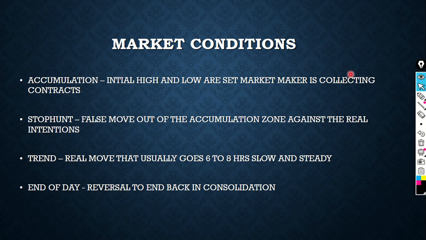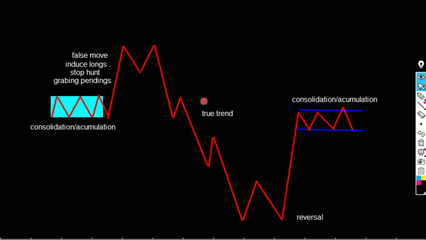So let's proceed to the next slide where we can see the picture, okay. So this is what I drew for you. This blue box usually is the Asian session, which is the accumulation phase. So consolidation slash accumulation, the market maker is accumulating contracts for the next run, okay. So he's trying to get some contracts before he moves, then he starts the inducement move. This is a false move to induce longs. It's a stop and grabbing pendings.